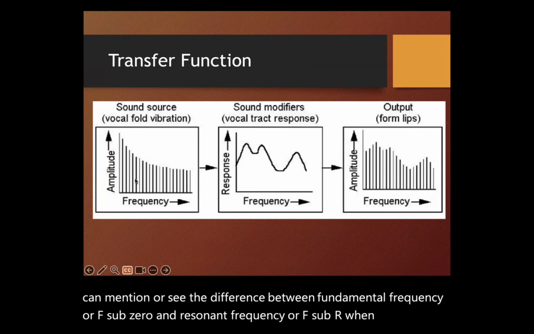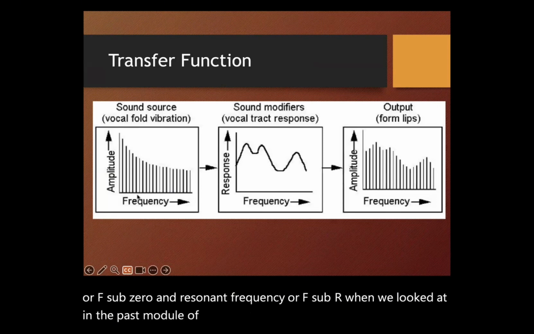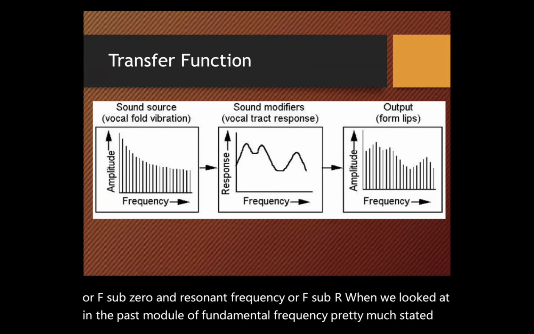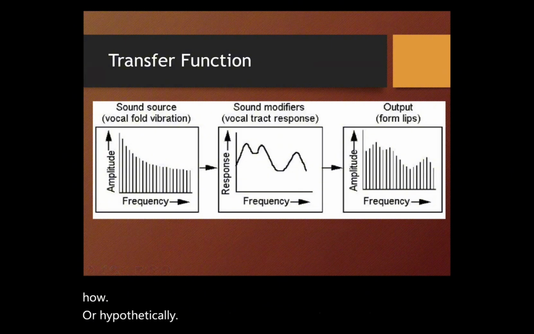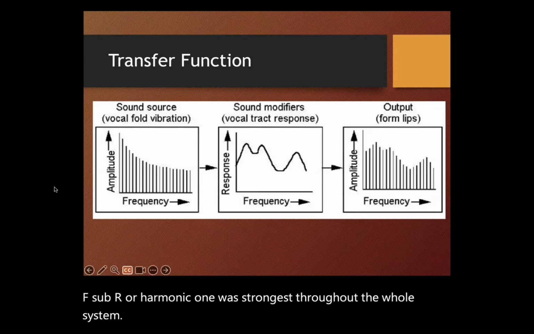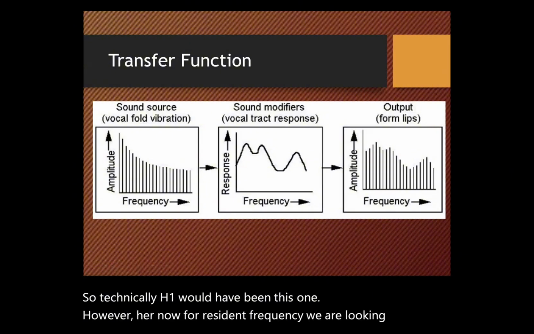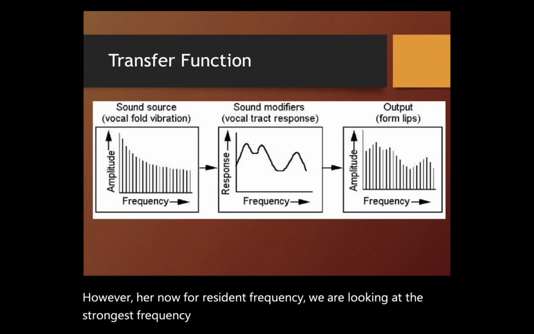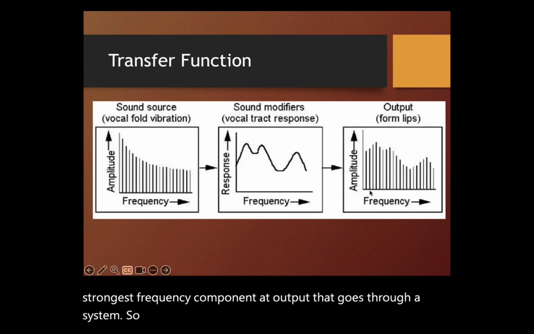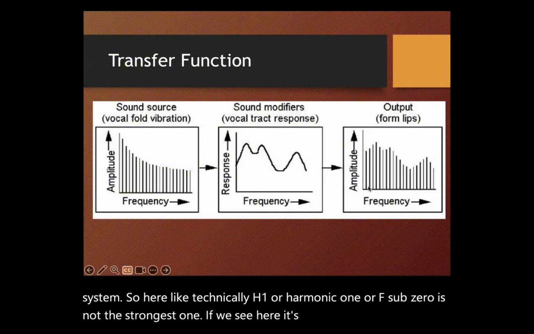When we looked at fundamental frequency in the past module, we stated that hypothetically F sub 0, or harmonic one, was strongest throughout the whole system. So technically H1 would have been this one. However, for resonant frequency, we're looking at the strongest frequency component at the output that goes through a system. So here, H1, or harmonic one, or F sub 0, is not the strongest one. If we see here, it's actually one, two, three, the fourth one.